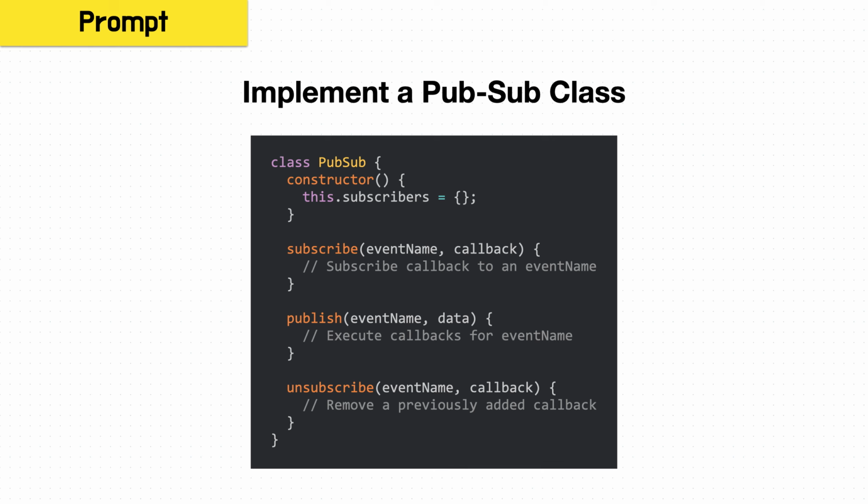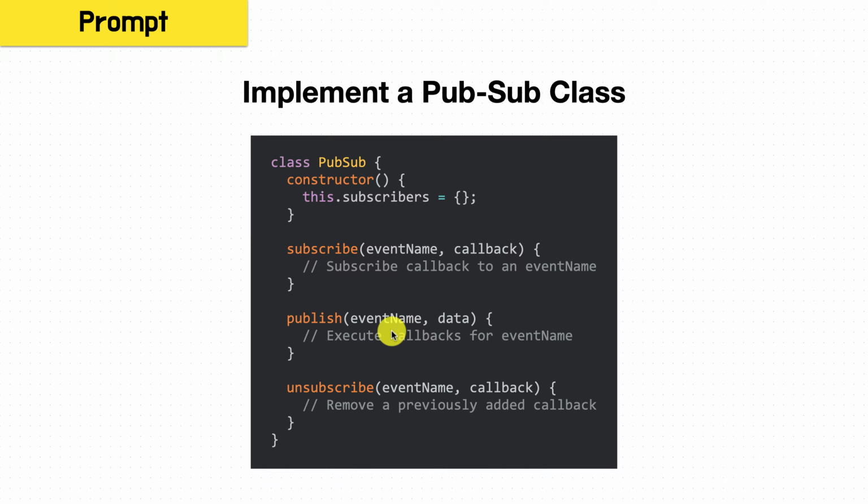So the prompt for this question very simply states, implement a pub sub class. We're going to maintain a list of subscribers, so subscribers that are listening to specific event names. And we'll have a subscribe method. So this is how you create new subscribers. You pass in the event name that you want to listen for, and then the callback that you want to execute when that event occurs. So the callback is going to take in the data, and this callback can be anything you want. It's just going to be a function that you define to run when we see an event name.